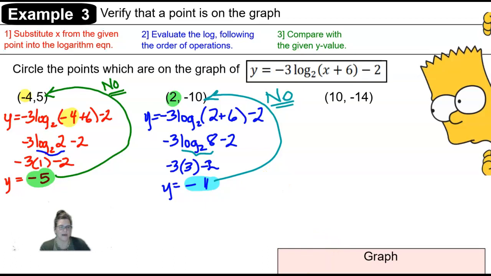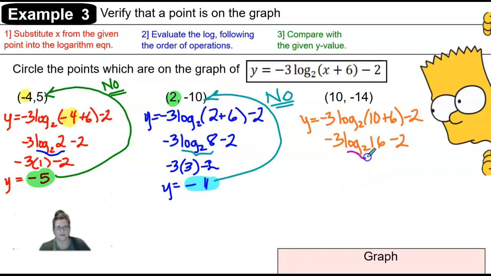Okay, when we try the last ordered pair, 10, -14, we're substituting in 10 for the x. So we have a negative 3 log base 2 of the quantity 10 plus 6, and then minus 2. So that's a negative 3 times the log base 2, and then 10 plus 6 is 16, and then minus 2. And we're going to evaluate that log expression. So the log base 2 of 16 is 4. So now we have negative 3 times 4, minus 2. Negative 3 times 4 is negative 12.